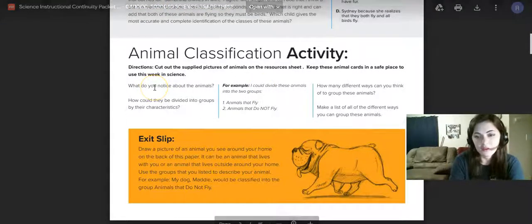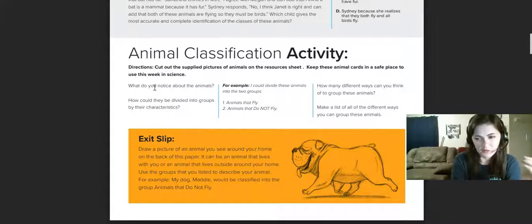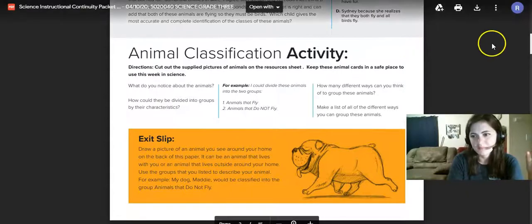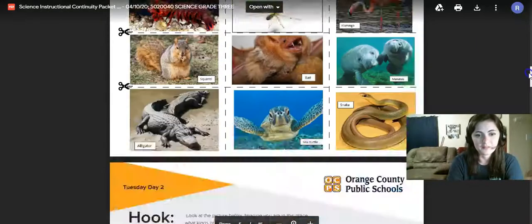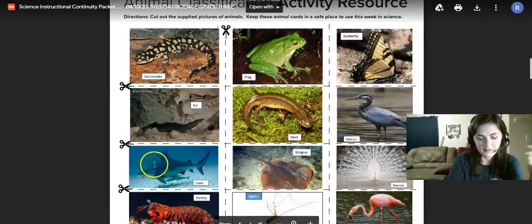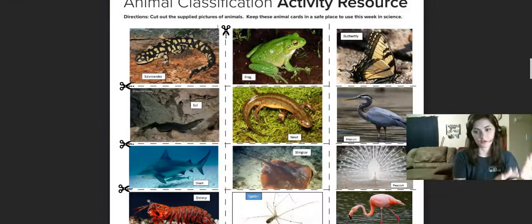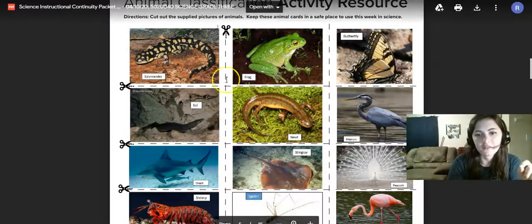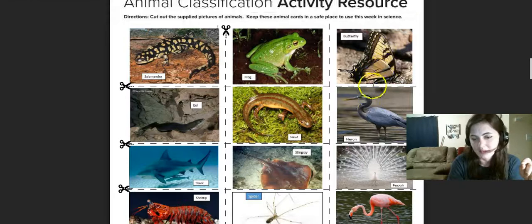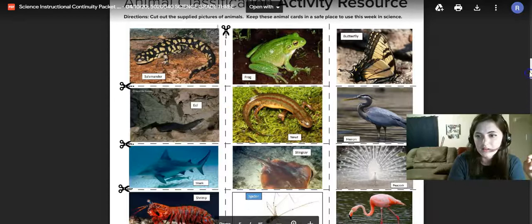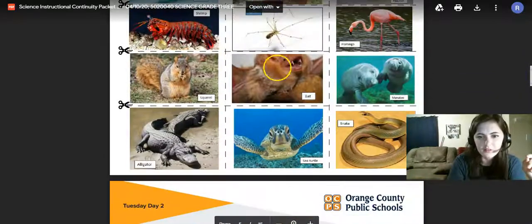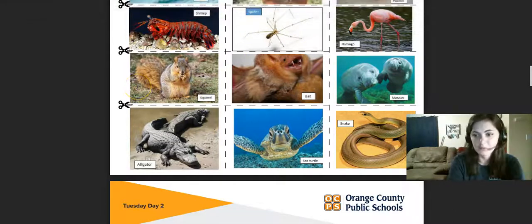What you're going to do with those cards is look at the animals. What do you notice about them? How can you classify them? So let's look at the animals again. I see an animal that's living under the water, so maybe I can take the animals that are living in the water and put them in one group. I'm also seeing animals that fly, so flying animals I can put in another group. And then I'm also seeing the squirrel, that's a mammal. I know that for sure, so you're going to put that maybe in the mammals.